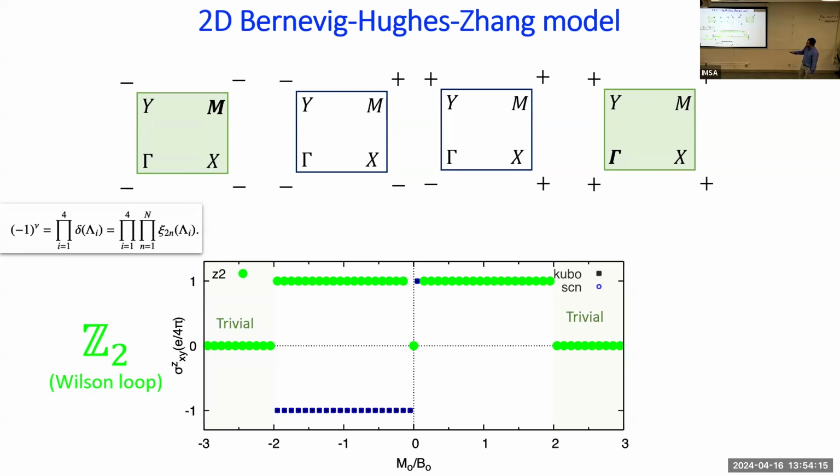when we cross from the trivial to the topological case, we change the eigenvalue of the wave function at this point, and when we cross to this region, we change X and Y, and finally we can change the sign of the parity of the wave function at gamma.